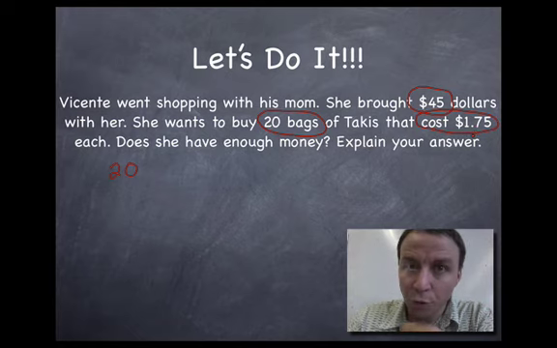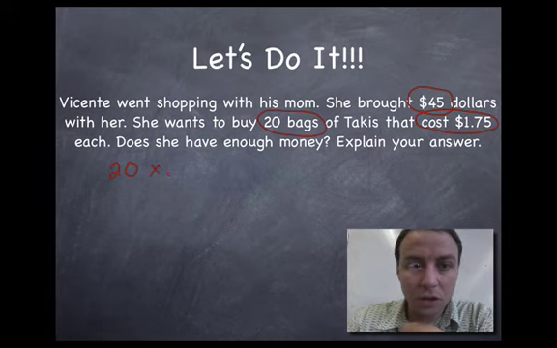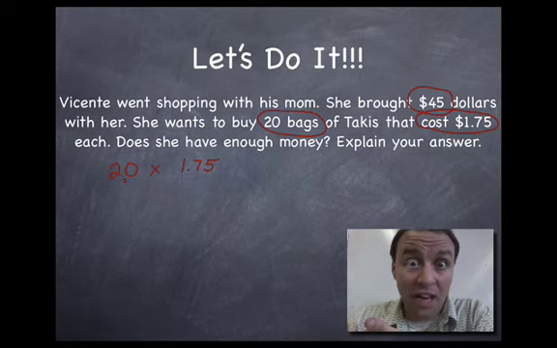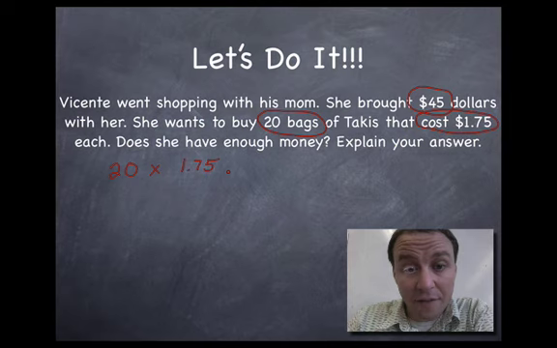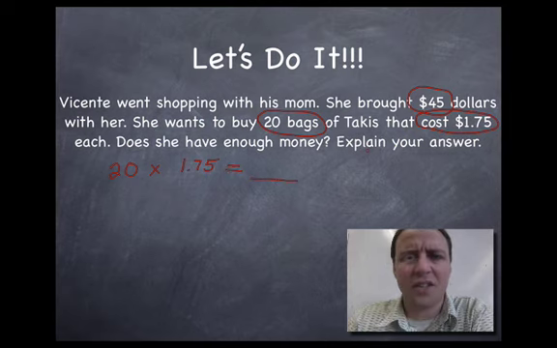I know how to do group math, right? When you're talking about groups, we're talking about multiplication. So we're going to pay $1.75 20 times, right? I mean, if you want to think of it that way, 20 different groups of $1.75. So that's going to give us how much 20 bags of Takis cost.